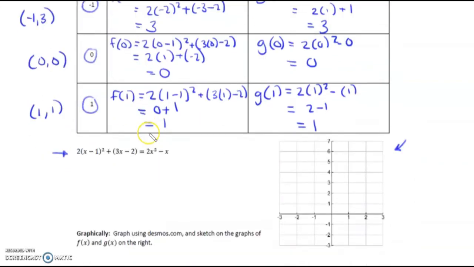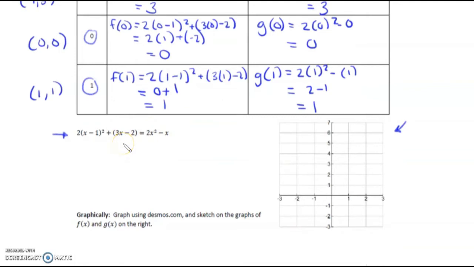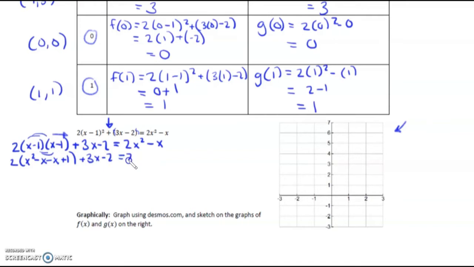Okay, now, we're going to algebraically do this. So what I'm going to do is completely expand the left side here. So 2 times (x minus 1) squared. What we would do is we would write it twice and expand. And then we can add 3x minus 2. We no longer have to put this in brackets because there's a plus sign before. Okay, let's check if this is equivalent to 2x squared minus x. So when we expand this, we get x squared minus x plus 1 plus 3x minus 2.